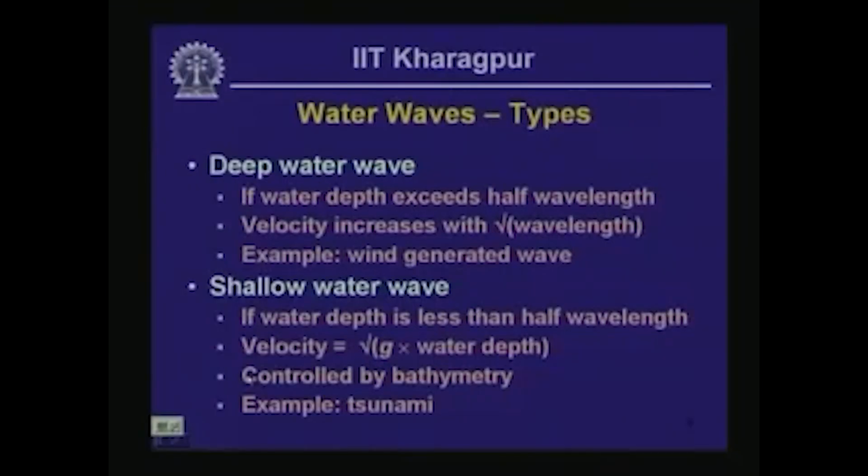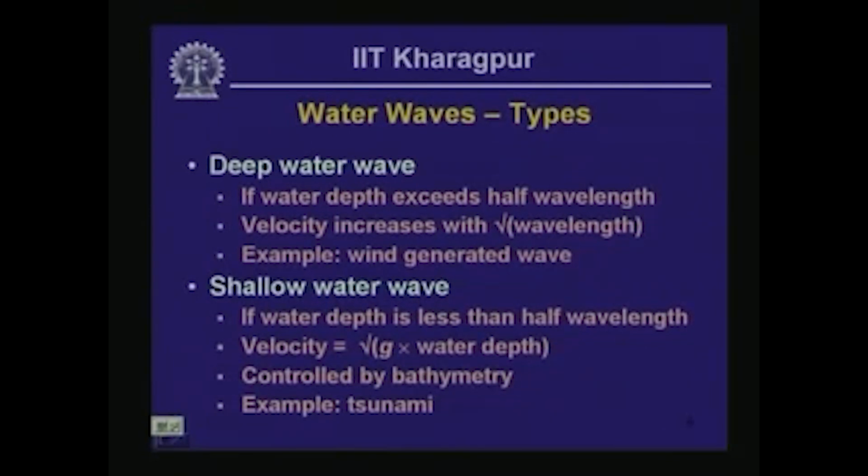Okay. Now, what are the types of water wave? The way the water waves are classified is by the water depth in comparison with the wavelength of the water wave. So, if the water depth exceeds half wavelength, then the water wave is called a deep water wave, and in this particular situation velocity increases with square root of wavelength.